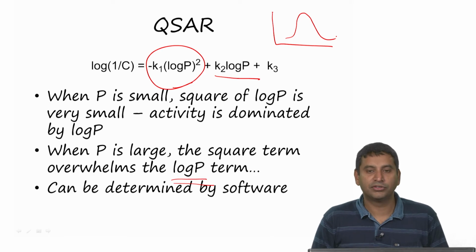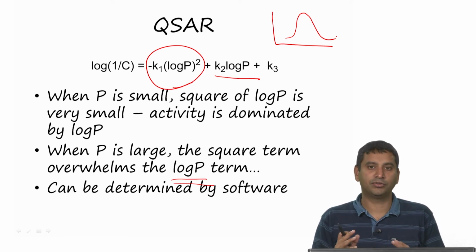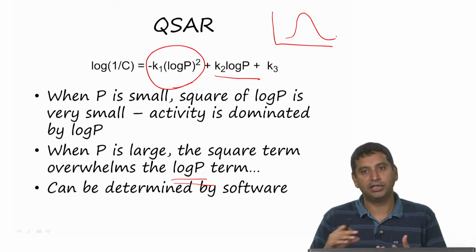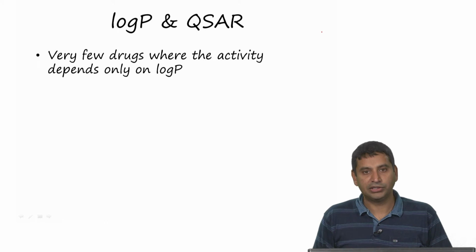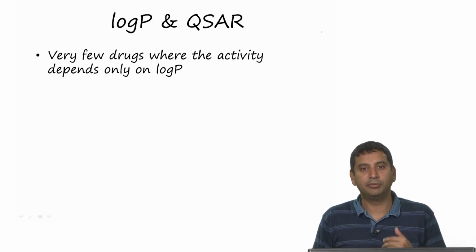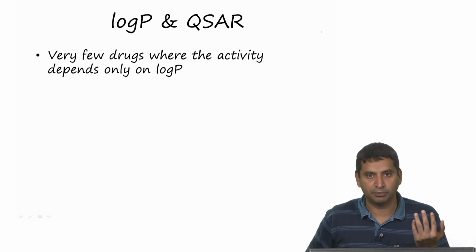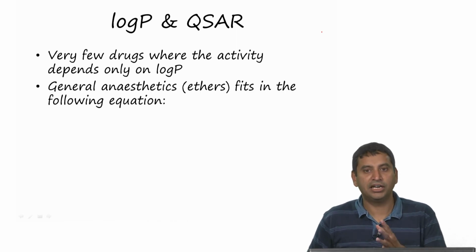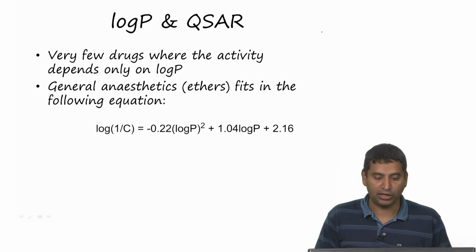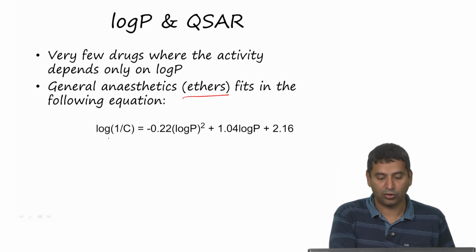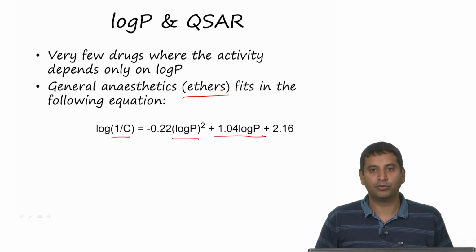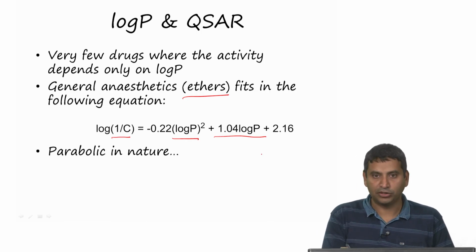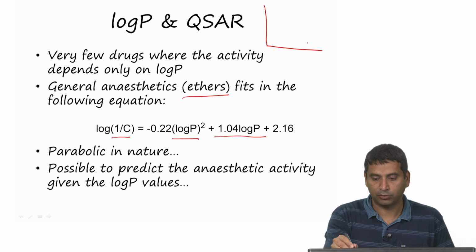Typically, most of this is determined by software. There are very sophisticated software packages available, which can help you numerically fit the data to a particular model and get good models to understand trends. Now, when we look at log P and QSAR, there are very few drugs whose activity depends only on log P, although log P is an important parameter. For example, general anesthetics fit well in the following equation. Typically ethers fit well in this equation: log of 1 by C is minus 0.22 into log P the whole square, plus 1.04 into log P, plus 2.16. If I plot this, I would get a parabola like what we have seen previously.